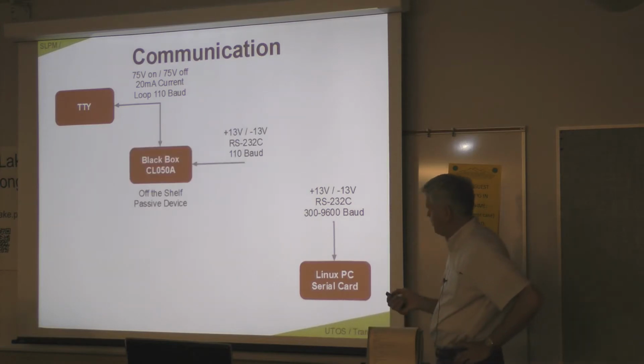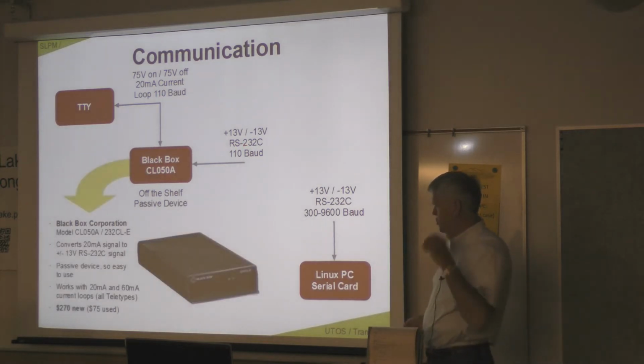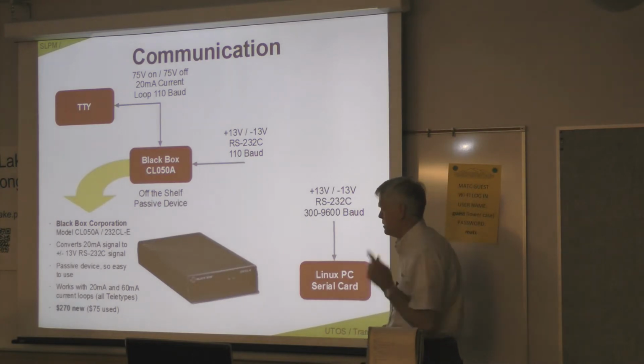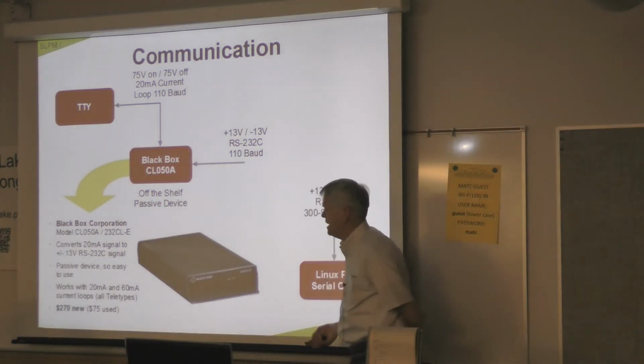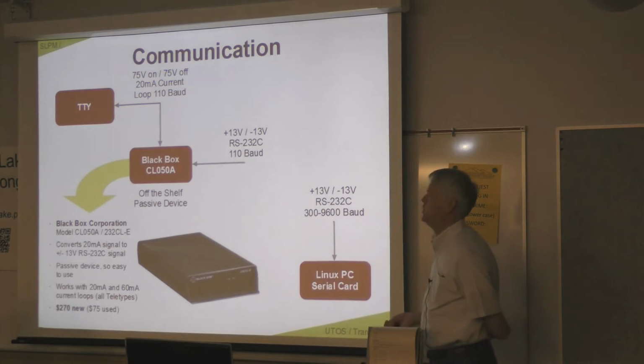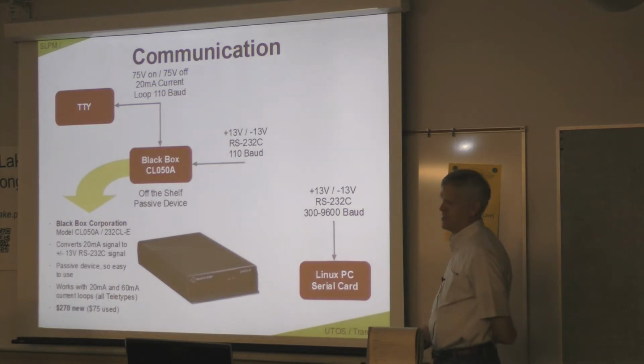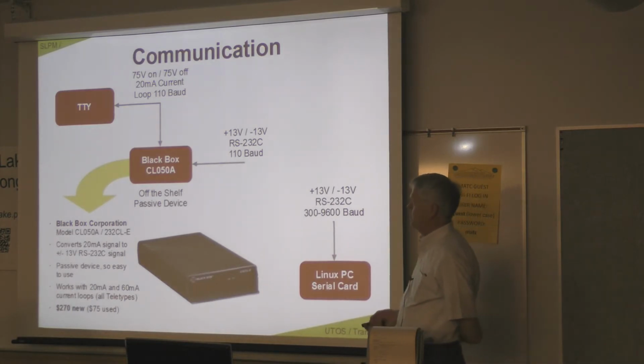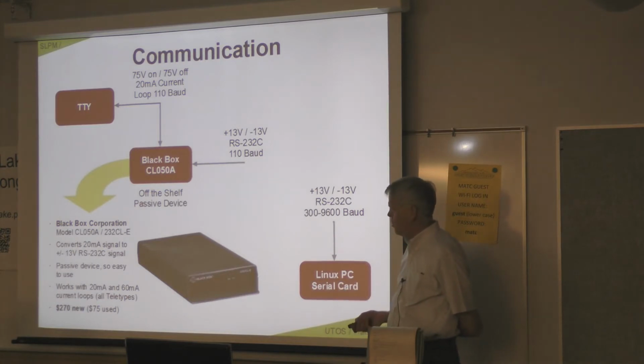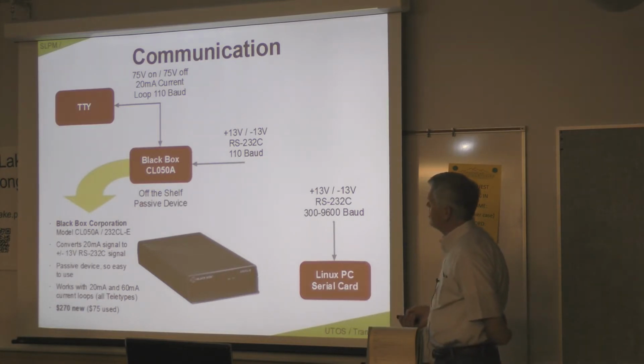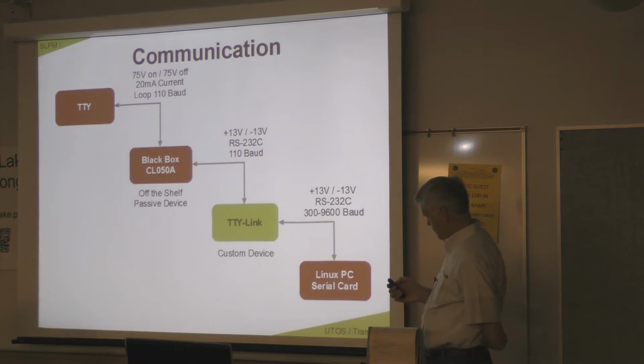So the first step is to get to RS-232. So basically, we have the same baud rate, a passive device, and I used an off-the-shelf device for that from Black Box. It costs about $270. It's a lot of money, but you can get them on eBay for 75 bucks. And you just plug them in and it works. They're workhorses, so I use that. But now I got to get from the Black Box to the Linux machine, so I built a custom device.